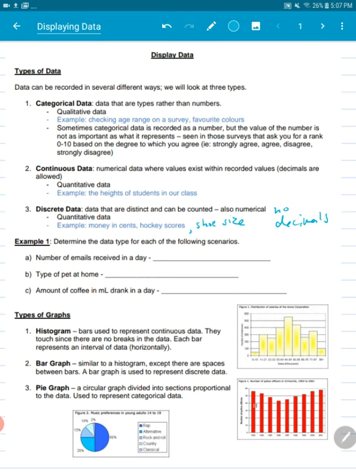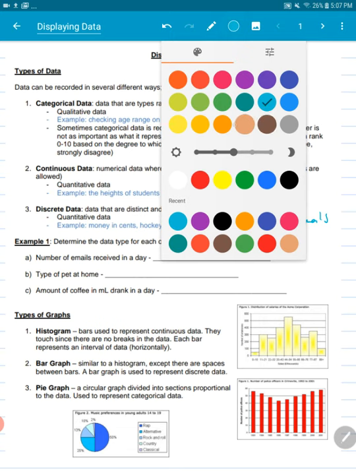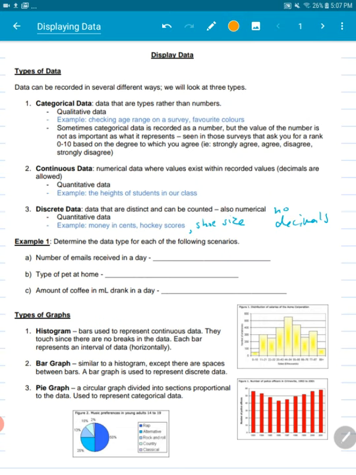So in our first example, you can pause it if you don't want to see the answers, if you want to try it first. Otherwise, I'm just going to talk through it. So the number of emails received in a day, well, we definitely want a number here, but then we have to ask ourselves decimal or no decimal. You can't get a half of an email sent to you, so we are going to go with discrete data here.